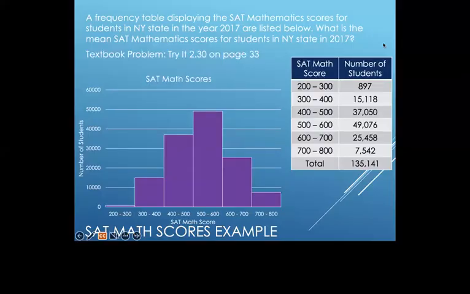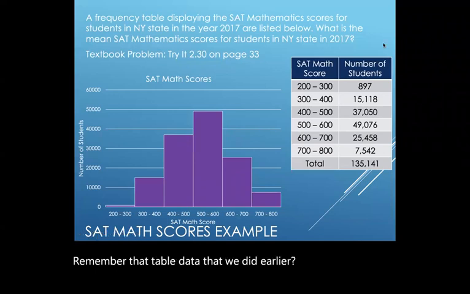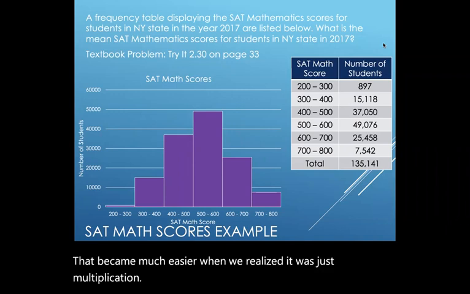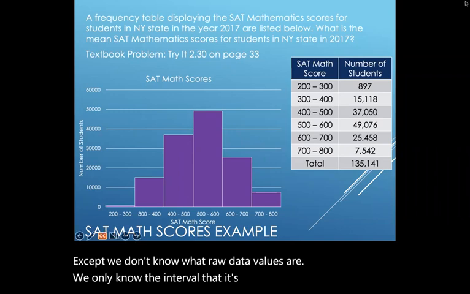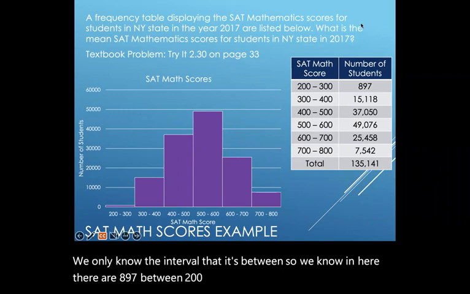Now remember that table data that we did earlier? That became much easier when we realized it was just multiplication. Except now we don't know what the raw data values are. We only know the interval that it's between. So we know in here, there are 897 between 200 and 300.